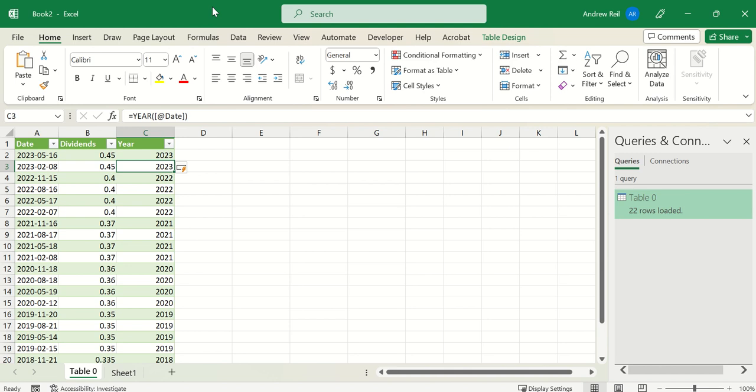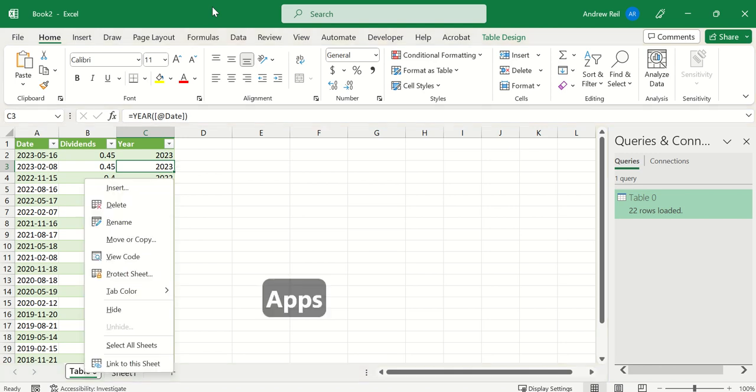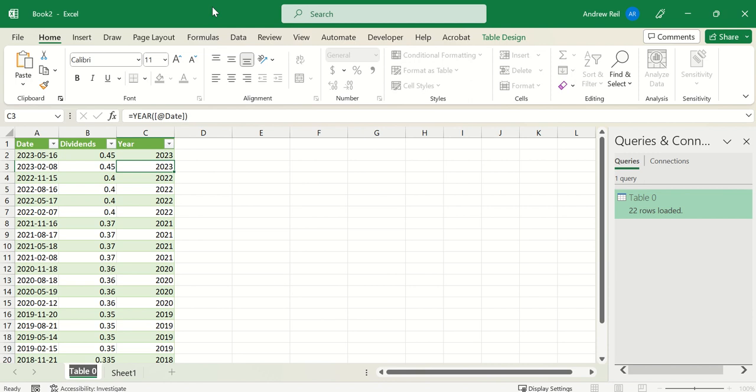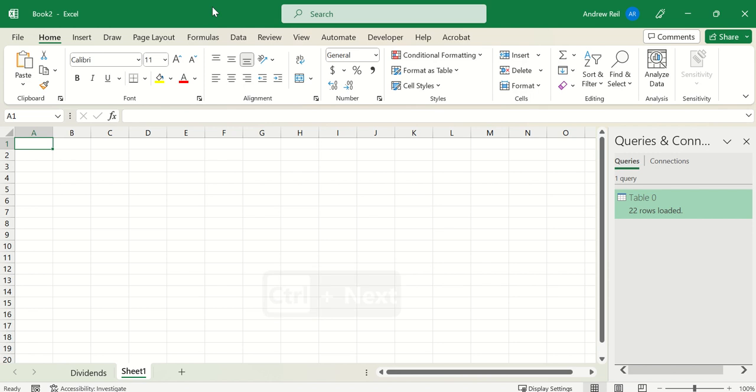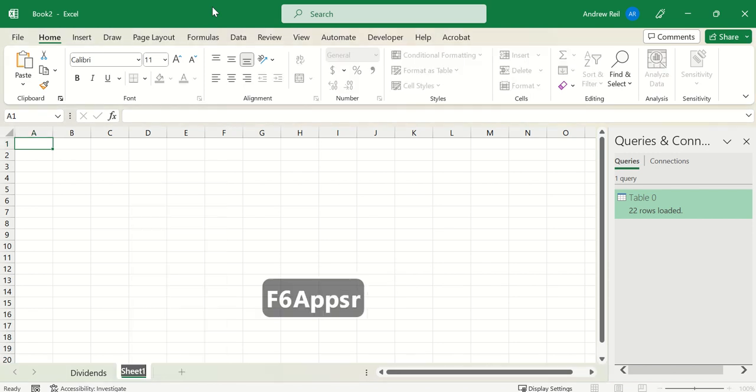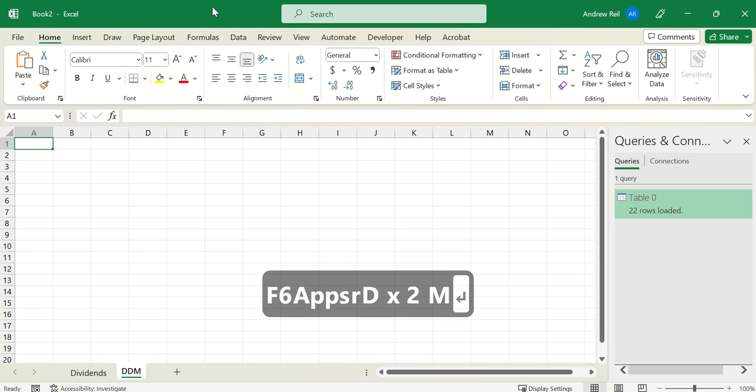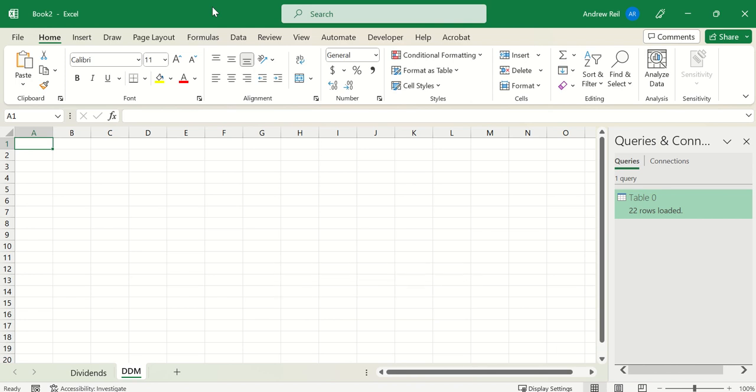And I'm going to rename this page. F6, menu, R for rename, and just going to call it dividends. And then control page down. I'm also going to rename this page DDM. F6, menu, R, DDM. And then I'm going to start this table where I put in the year and the dividend.